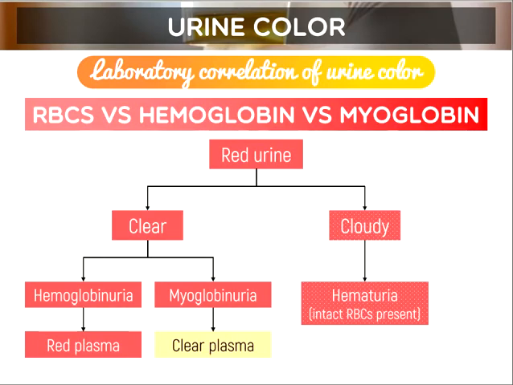So, ma'am, how do we distinguish this? We can distinguish this by examining the patient's plasma. Red plasma indicates hemoglobinuria, meaning the patient is suffering from intravascular hemolysis, whereas clear plasma can be muscle damage. Whereas if your specimen is cloudy, it is hematuria, as I said earlier, with intact RBCs.